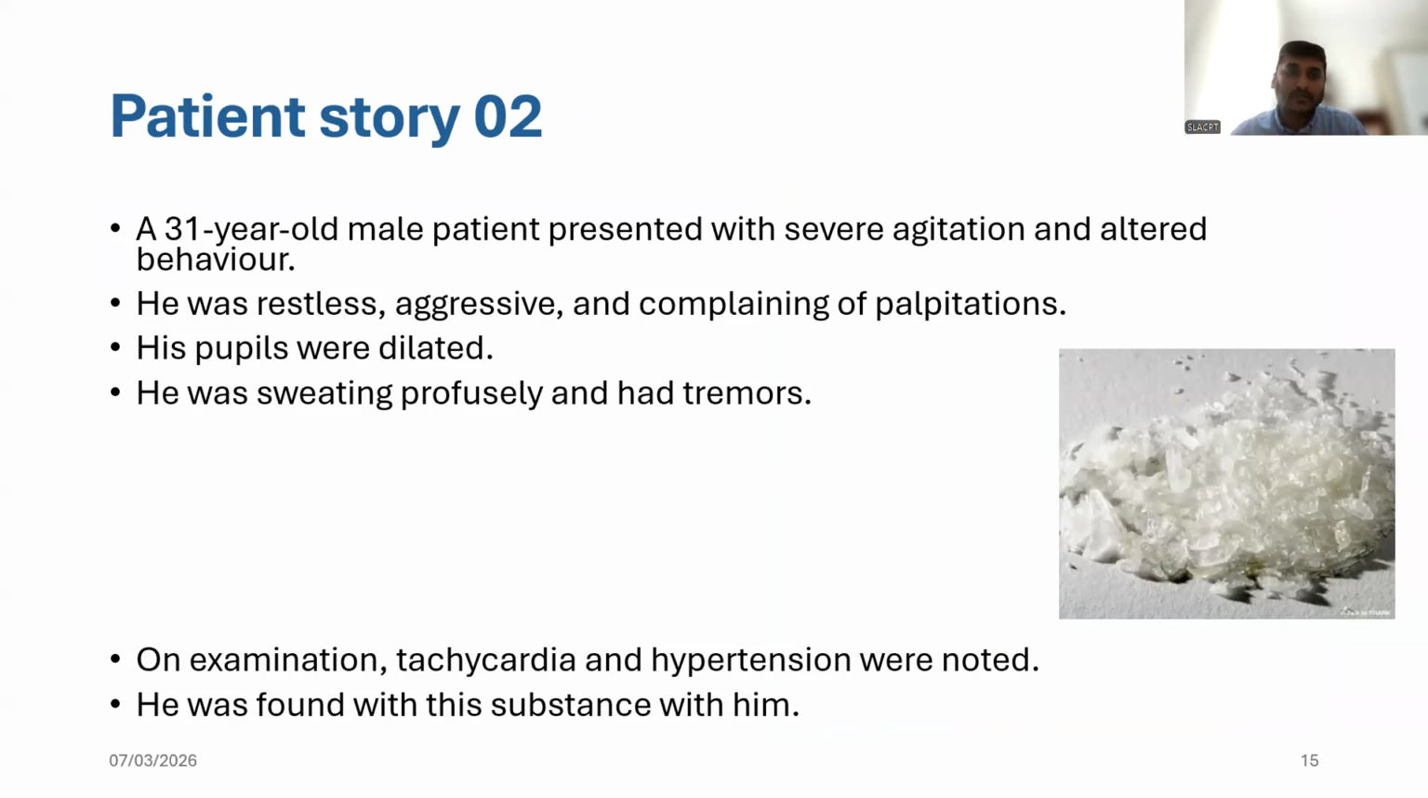The next story is about a 31-year-old male patient who presents with severe agitation and altered behavior, who is restless, aggressive, and complaining of palpitations. Pupils were dilated, he was sweating profusely, and he had tremors also. On examination, he has tachycardia and hypertension, and he has this substance with him. So what is this? Yes, I think it's the correct answer. I can see crystal meth. So this is ice, crystal methamphetamine. So what is the toxidrome you see here?